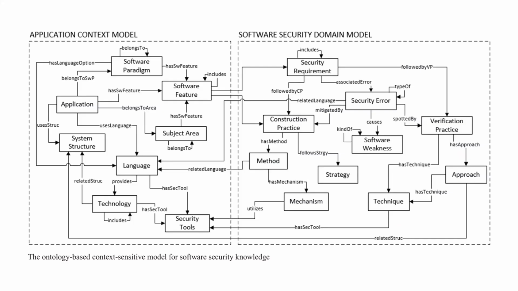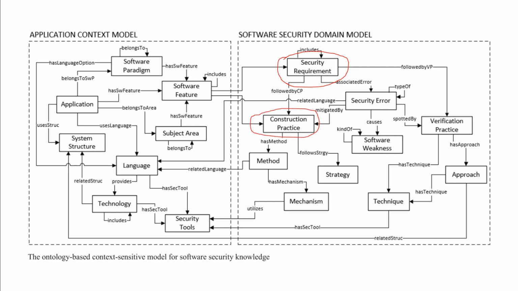The software security domain ontology shows the interrelationships between the security domain and application context models. It associates domain and knowledge elements of software security, security requirements, and construction practices with software features in the application context model. A software security requirement can be defined as a software requirement needed to avoid a specific software security error during the development.